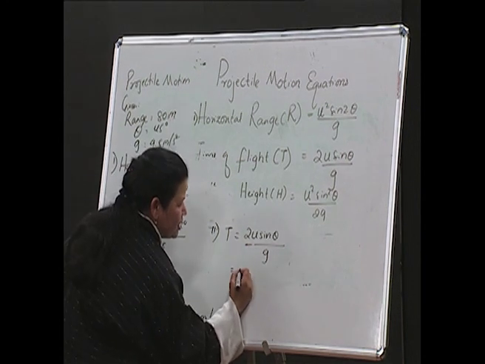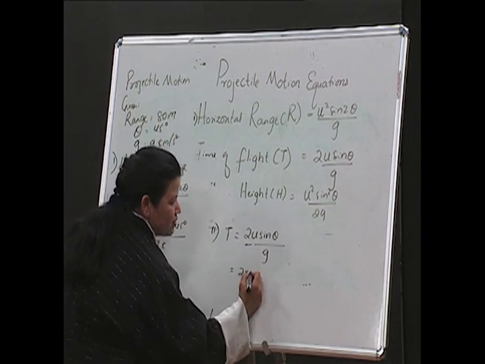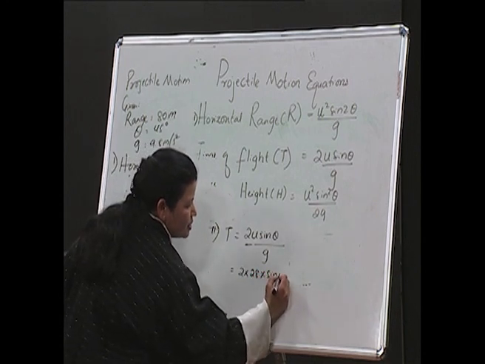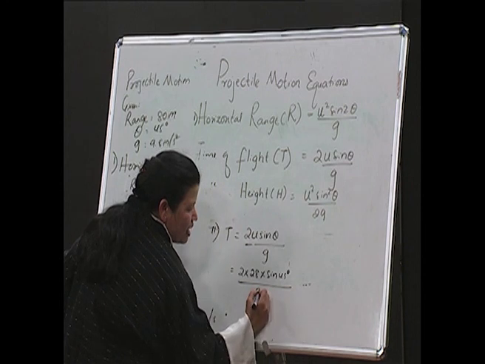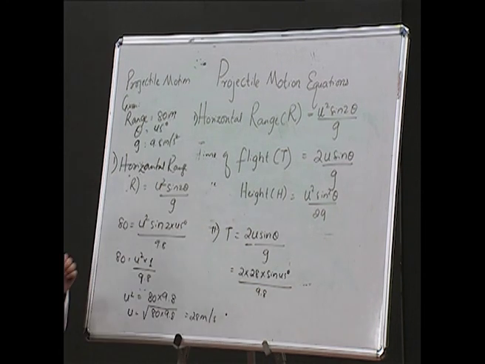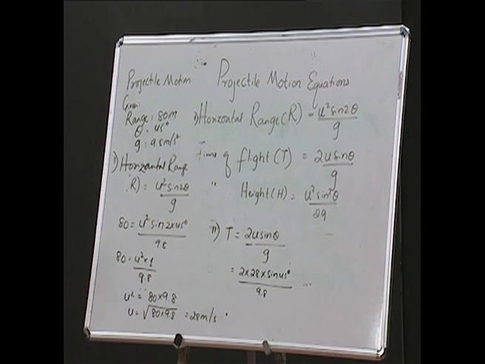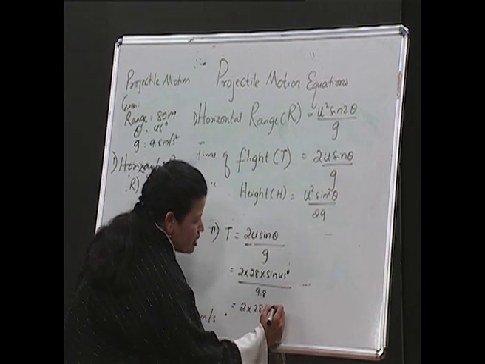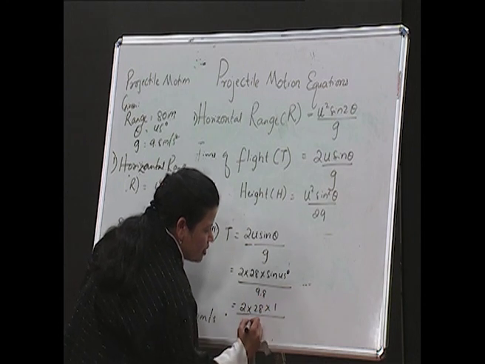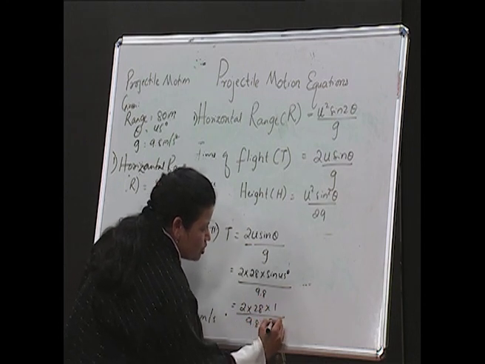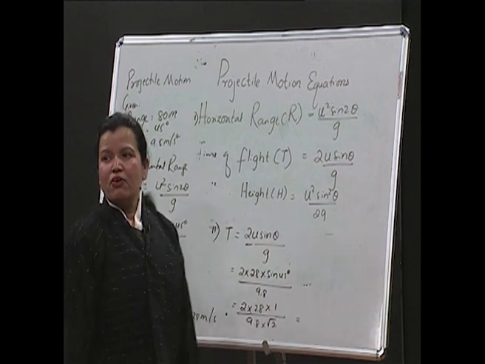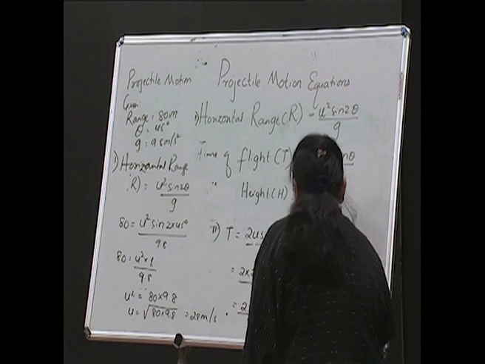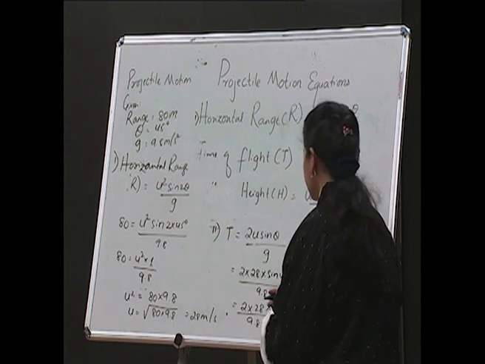So, that is given by 2 times u, which we got as 28 meters per second, times sine of the angle, 45 degrees, over 9.8. I hope you all remember what sine of 45 degrees is, that is 1 over root 2. So, therefore, we get 2 times 28 times 1 over 9.8 times root 2. When you use a calculator, it should give you a result of 4.04 seconds. You can correct it up to 2 decimal places.